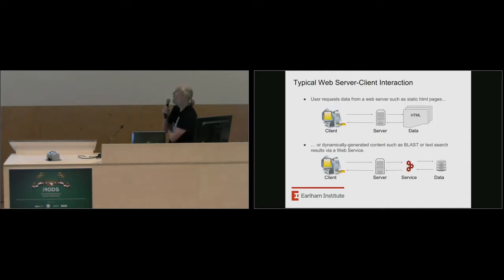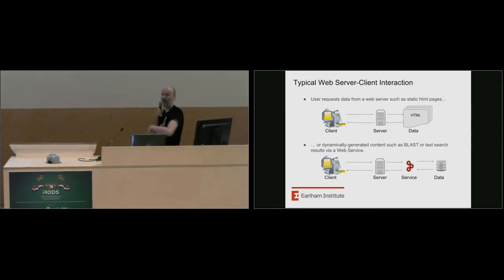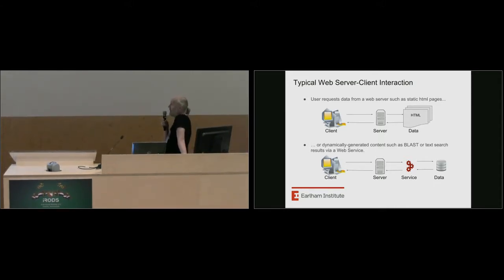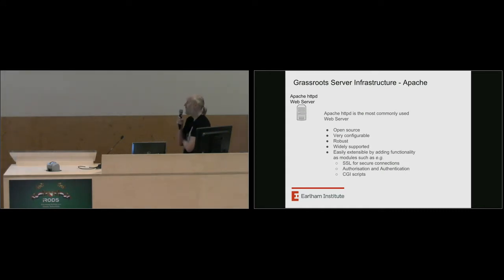So this might be obvious to a few people, but I'll put it in there. We work as a server-client system. A client would typically, when you request a web page from your computer or your laptop, make a request to a server and pull back some data. And similarly, if you have dynamically generated content, such as a text search or BLAST, as I'll describe in a bit more detail, then you'll have a service that will access some back-end data, produce some results, and send that back. So we started by thinking, okay, what can we use for our Grassroots server infrastructure.